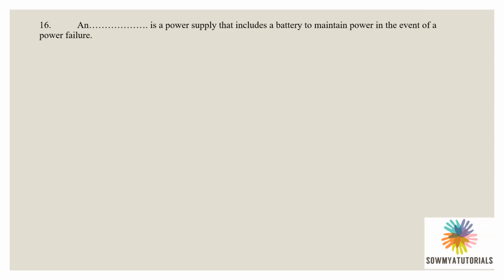Then question number 16, dash is a power supply that includes a battery to maintain the power in the event of power failure. The options are option number A, UPS, option number B, USB, option number C, port, option number D, SMPS. So the correct answer is option number A, because a UPS is a power supply that includes a battery to maintain power in the event of a power failure.